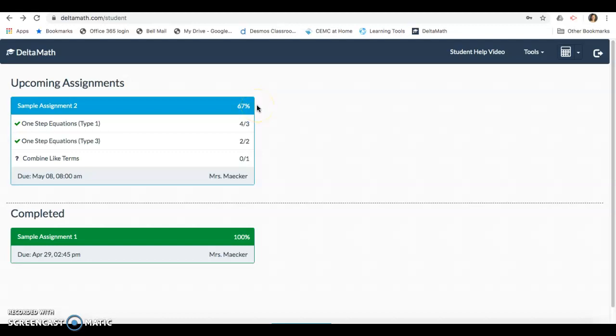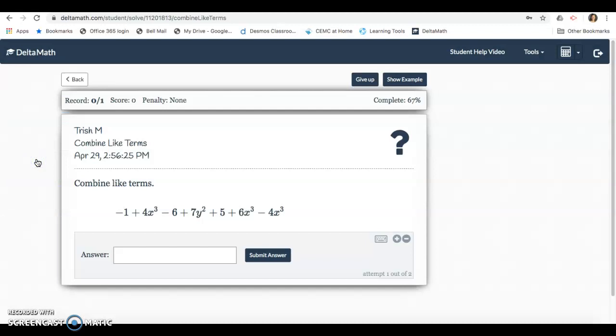And my completion, or my grade in this assignment, is now 67%. And that's because I've completed 2 out of 3 sections, and 2 out of 3 is the same as 67%. Let's answer the last section here, combining like terms. And what I wanted to show you with this is how to enter in exponents, okay? So if I look at this question and I collect together the x cubed terms, here's 4x cubed plus 6x cubed gives me 10x cubed, minus 4x cubed would now give me 6x cubed.